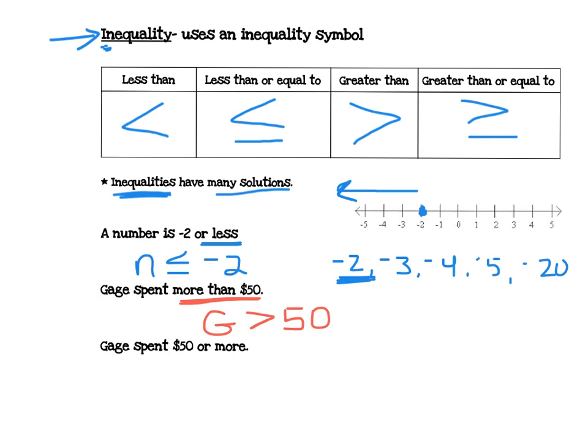So maybe like $51. And then our last example: Gage spent $50 or more. Very similar to what we just did, but this time we would use the greater than or equal to symbol because of the way that it's worded. It said Gage spent $50 or more. So he could have spent exactly 50 or anything more than that. Do you see the difference between this statement and this statement? If not, why don't you rewatch that part of the video? Remember you can always pause, rewind, rewatch these as many times as you need to.